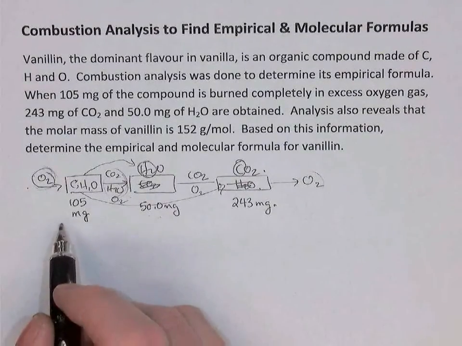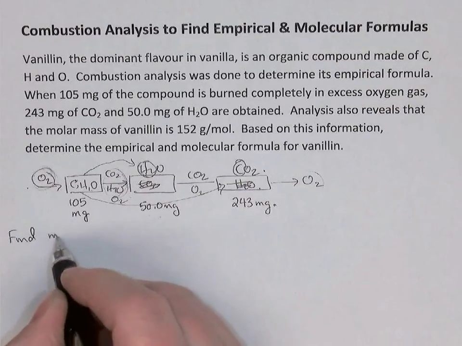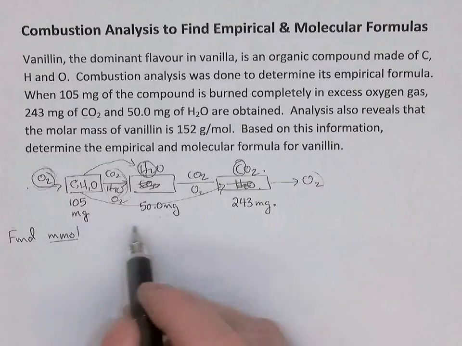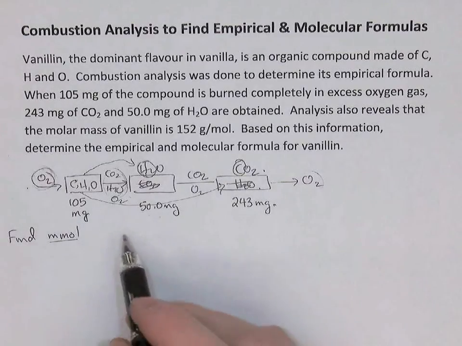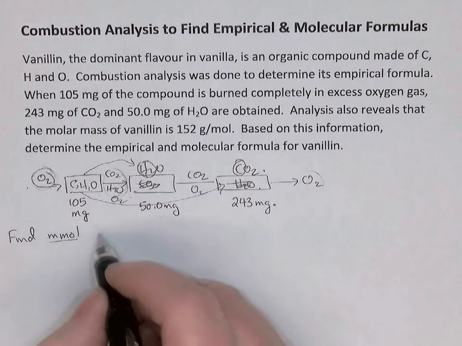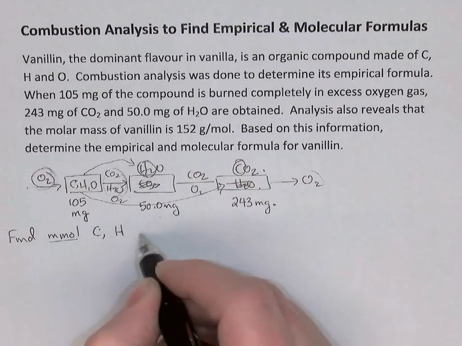So we're going to start out by finding the millimoles, and I'm using millimoles because these masses are milligrams. If they were grams, then we would just find moles. So I'm going to find the millimoles of carbon and hydrogen in the compound.